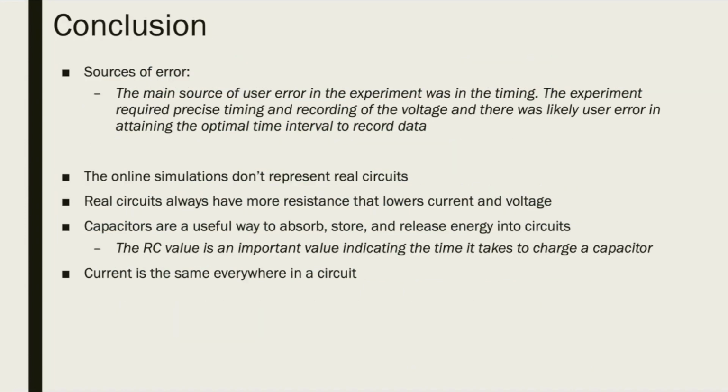So in this lab, the main source of error in the experiment was the timing. The experiment required precise timing and recording of the voltage, and there was likely user error in both attaining the optimal time interval to record the data and the actual observing of the circuits.